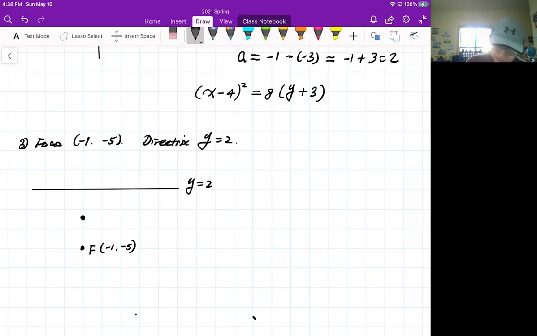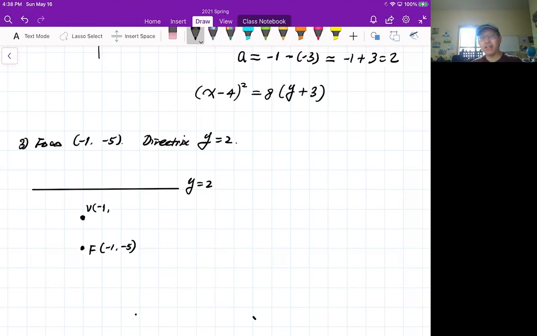And now can you tell me what are the coordinates of the vertex? So let me use V for the vertex. The x value will be the same because the axis of symmetry is on the vertical line, so it's the same x value. How about the y value? That's tricky.